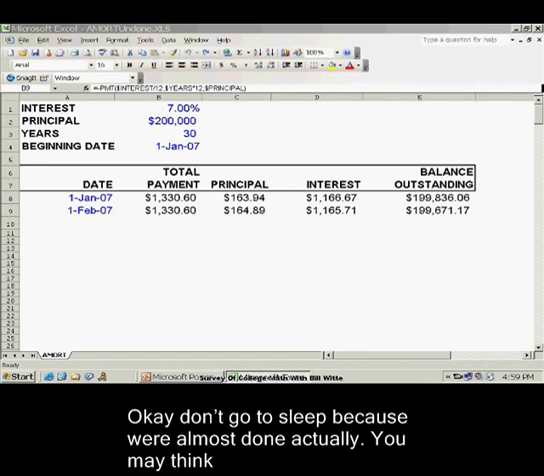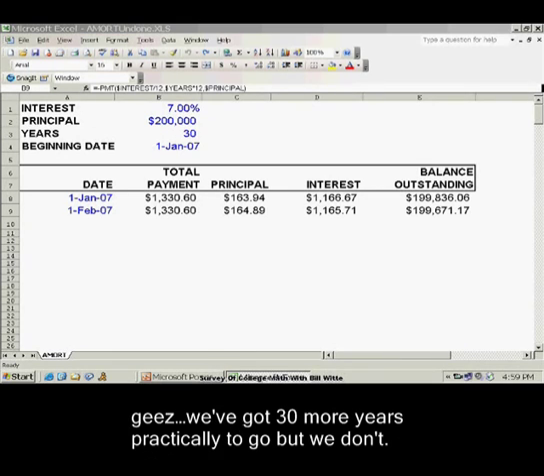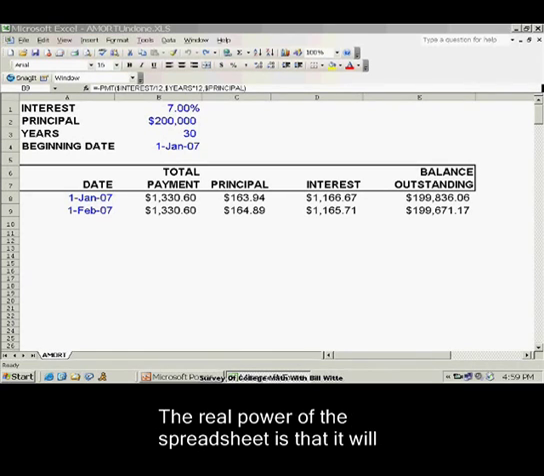Okay, don't go to sleep because we're almost done, actually. You think, geez, we've got 30 more years practically to go, but we don't. The power of this spreadsheet is that it's going to allow me to fill in all the other information since I put it in as an algorithm or formula type thing.